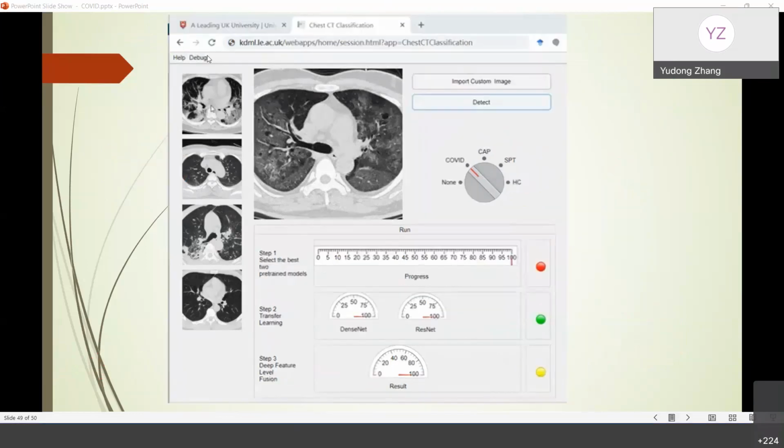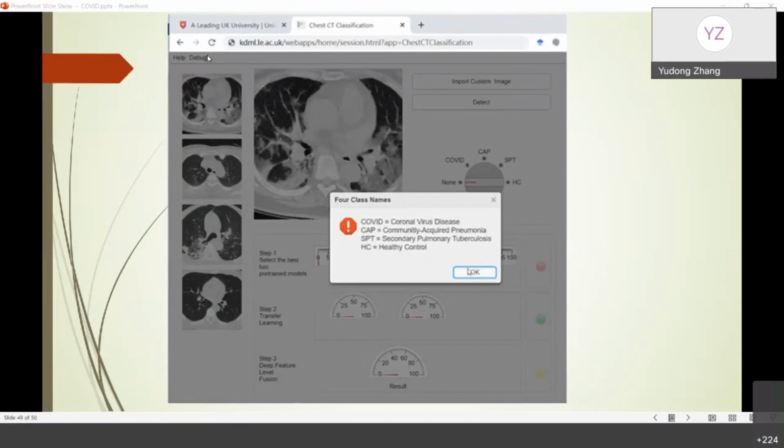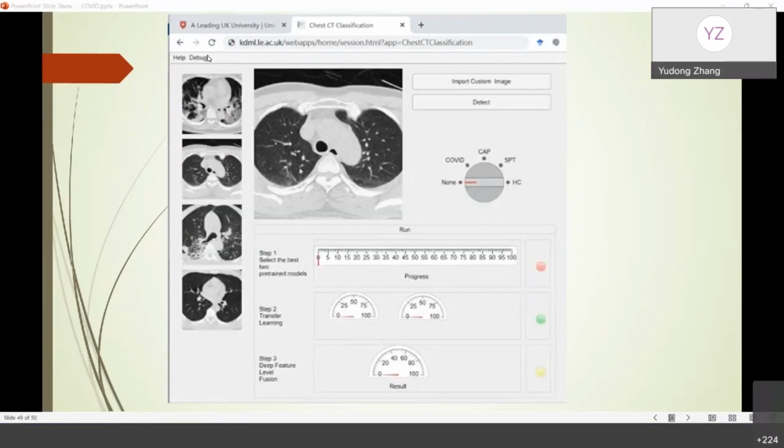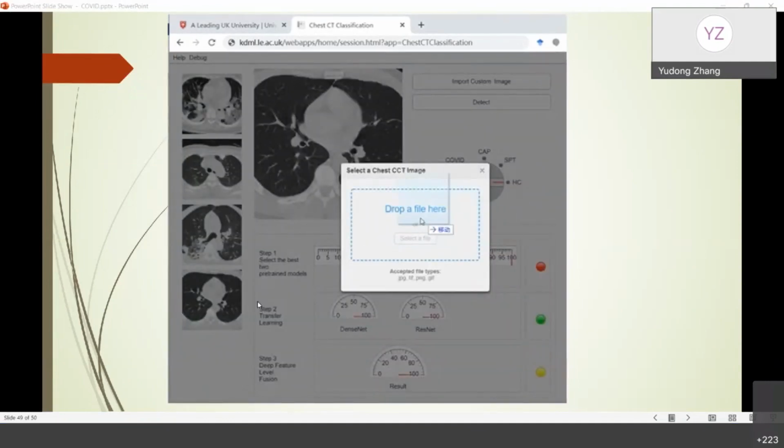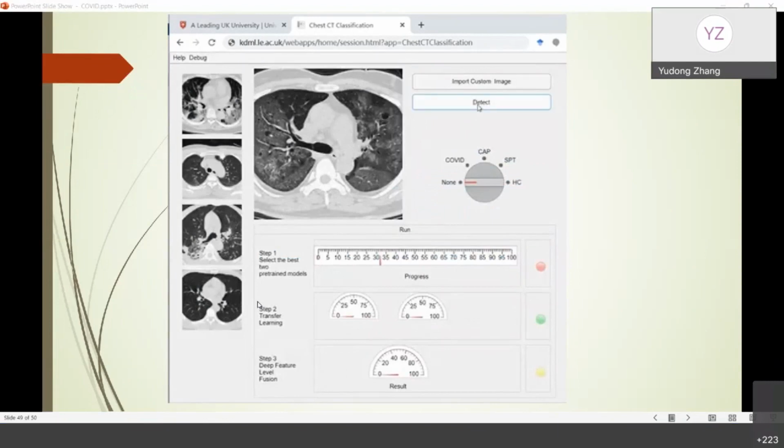So in this slide, you can see this shows a video. So I hope the remote access is okay. You can see that if you upload an image here, this app can remotely make a diagnosis of which type the chest CT image is. So you just use a drag and drop method to upload a chest CT image, and the remote server will tell you whether it's COVID-19 or some other infectious diseases.